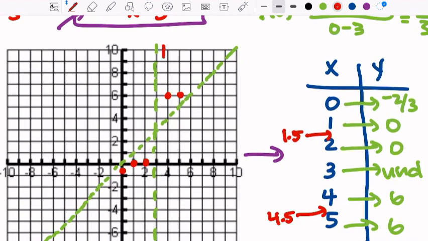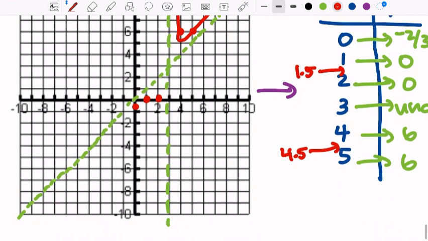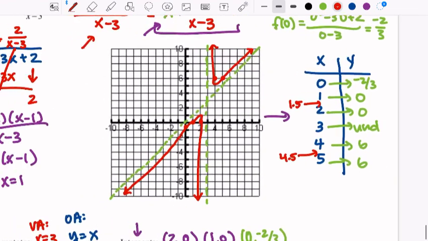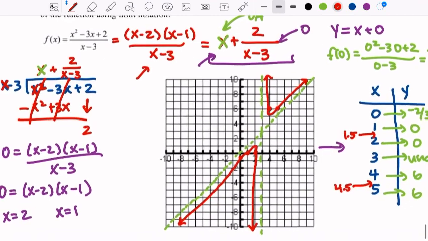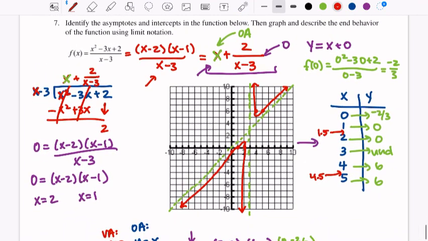So I think here, it's going to go in, it's going to loop, and then it's going to approach our oblique asymptote. And then same thing over here. We're going to come in, we're going to swoop in, and then come down this way. Okay, so there we go. That is what this graph looks like.